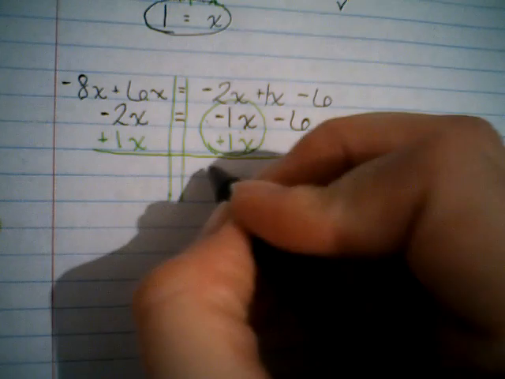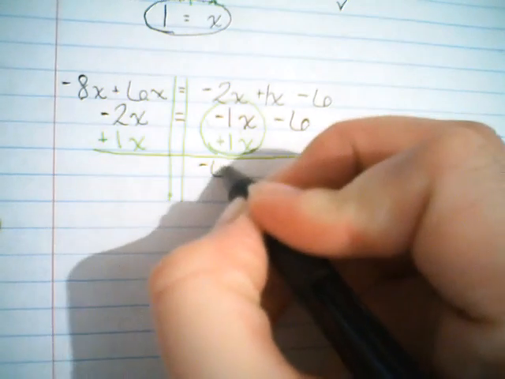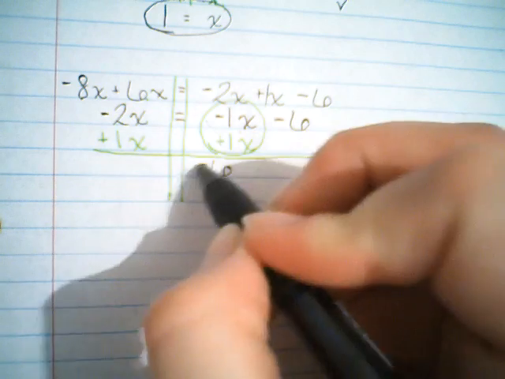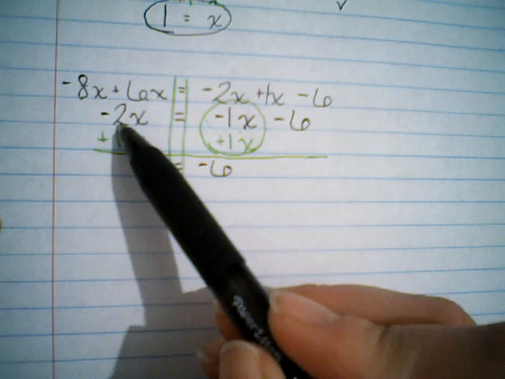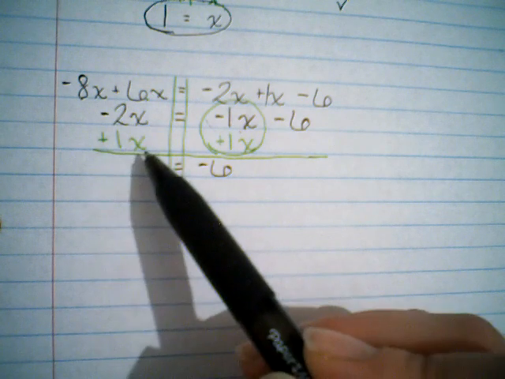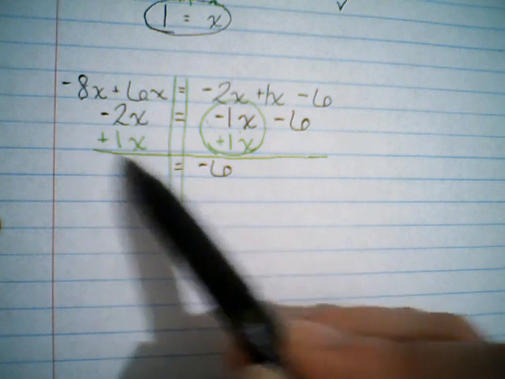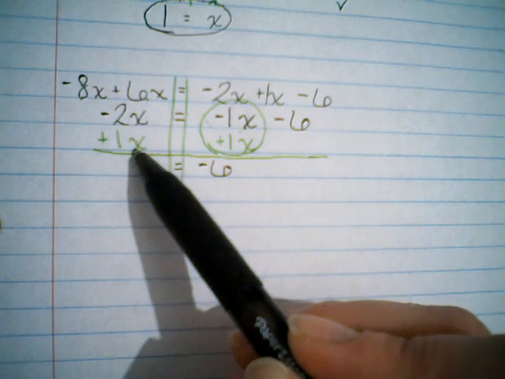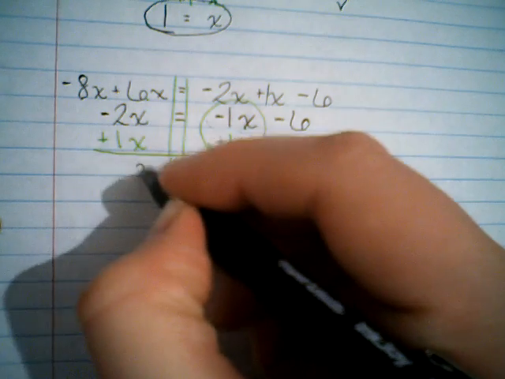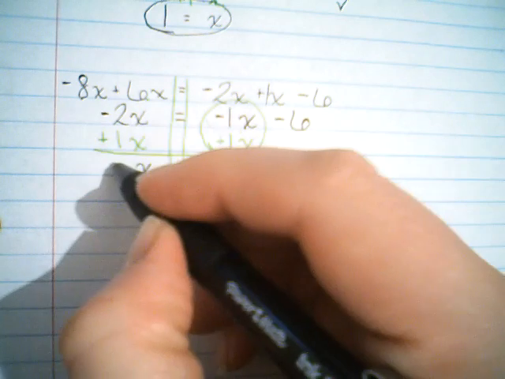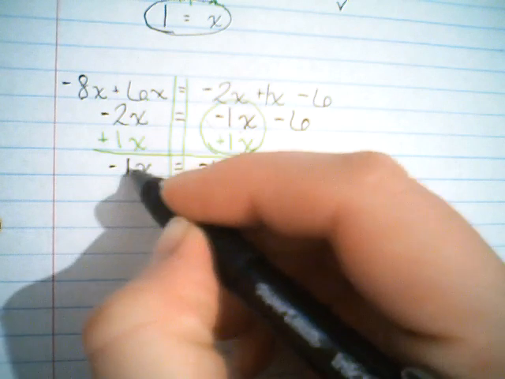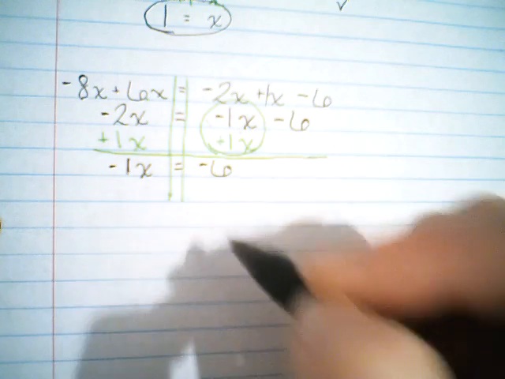Don't forget that sign. That is one of the most common errors that I see, is that you forget your sign, and that does change the final value. Over here we have a negative 2x plus 1x. Since these are like terms, they both have that x. I know I'm going to have an x, and I have a negative 2 plus 1. That is a negative 1. Negative 1x equals negative 6.